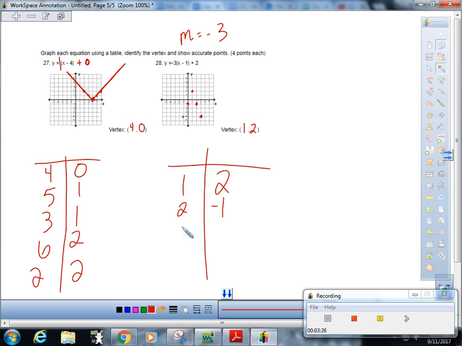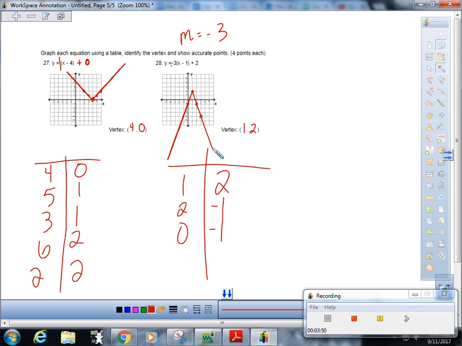Let me put in a 0. 0 minus 1 is -1. The absolute value of -1 is +1. -3 times 1 is -3. -3 plus 2 is -1. So I'm very convinced now that I did this right. Now I get out my straight edge. And now you see that because it's negative, you get an upside down V.